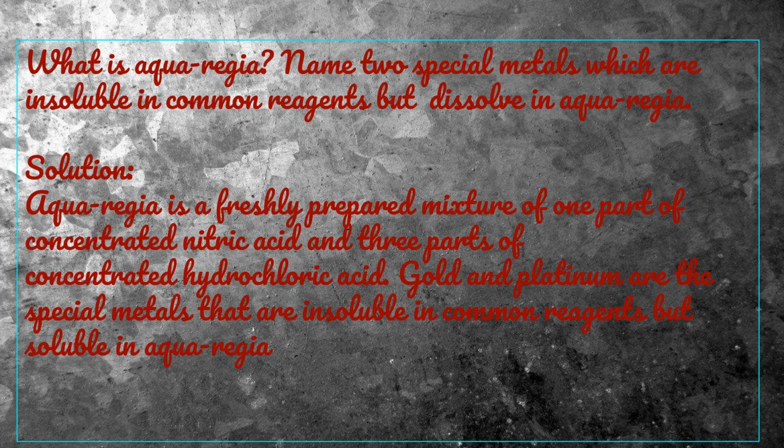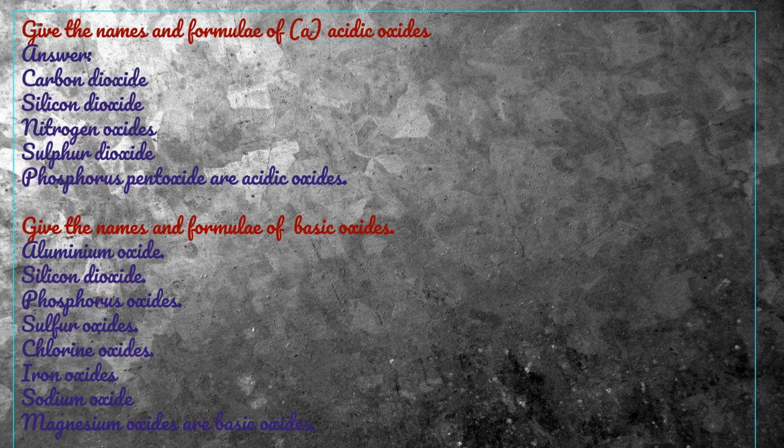Name 2 special metals which are insoluble in common reagents but dissolve in aqua regia. Solution. Aqua regia is a freshly prepared mixture of 1 part of concentrated nitric acid and 3 parts of concentrated hydrochloric acid. Gold and platinum are the special metals that are insoluble in common reagents but soluble in aqua regia. Give the names and formulae of acidic oxides. Answer. Carbon dioxide, silicon dioxide, nitrogen oxides, sulfur dioxide, phosphorus pentoxide are acidic oxides.